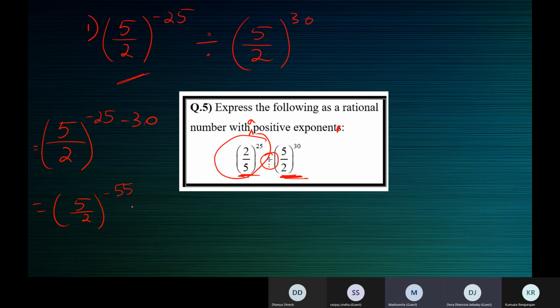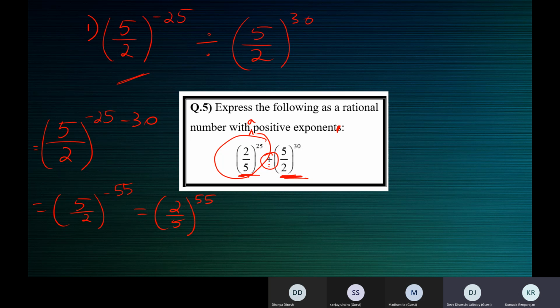2 by 5 to the power 55, ma'am. 2 by 5, correct. Reciprocal of the base, negative of the power. So minus 55 becomes plus 55. I think Madhumita gave us this answer, right? 2 by 5 to the power 55. Yes, Madhumita, very good.